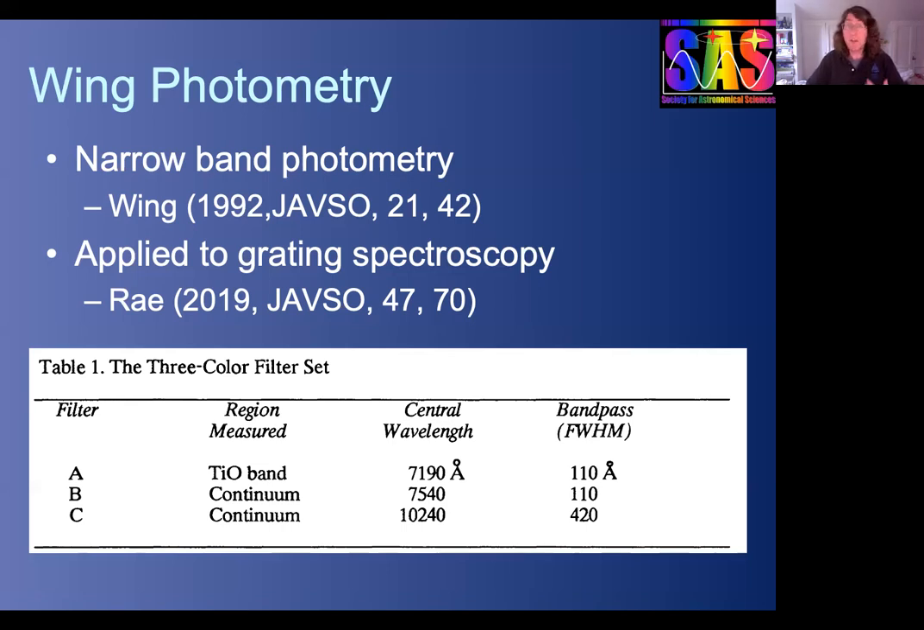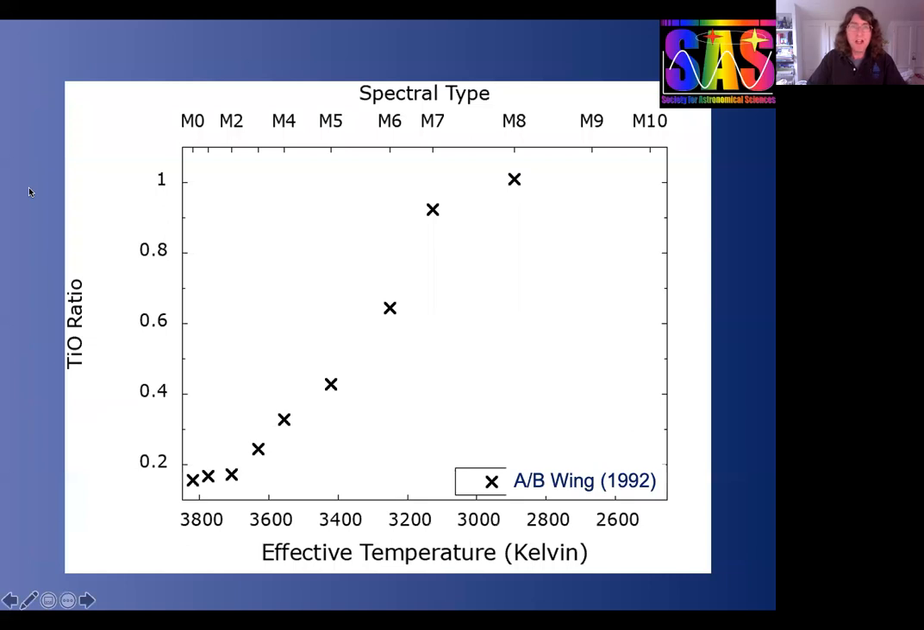It's listed here. The basic idea he came up with is to take the ratio of the relative flux in a spectrum at the maximum depth of the titanium oxide feature, which is near 719 nanometers, and compare that to the pseudo-continuum flux at a point near 754 nanometers. The application of the principles of Wing photometry to analyzing spectra works really well for early M-type Mira variables. As you can see in this graph, there is a nice linear rise in the Wing A/B ratio from spectral type M2 through M7, but it doesn't work as well for later types.